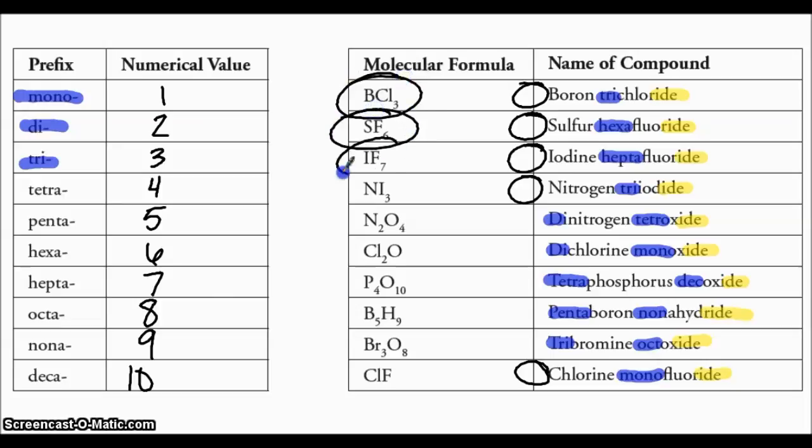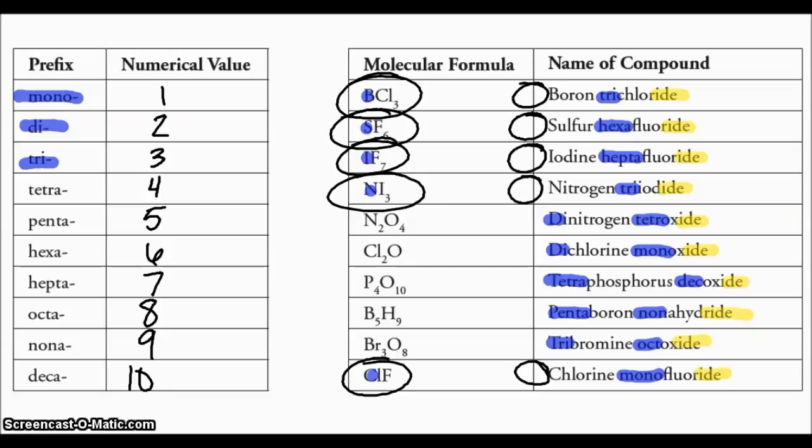So I'm just going to circle those real quick, those formulas. And when we look at these formulas, what we should notice that is really unique just to these formulas and none of the other ones is that the first element has only one atom in the formula each time. When we only have one atom, we never put a prefix on that first element, the mono. So the mono is left off the first element. That's when we don't use a prefix.